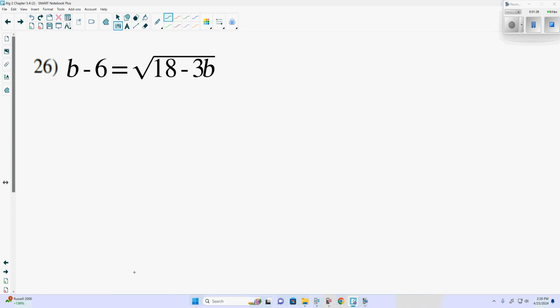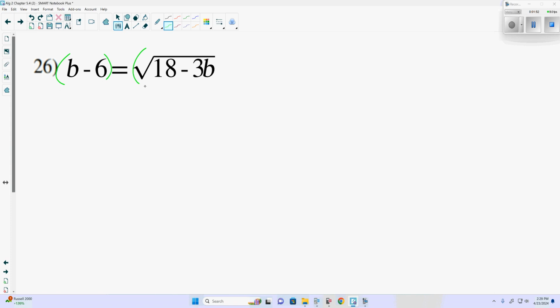All right. We're picking up with where we left off yesterday, which is this problem here. b minus 6 is equal to the square root of 18 minus 3b. First step, is there one radical? Yes? If so, get it by itself. Is the radical by itself? Okay. Now that takes us to step 2.